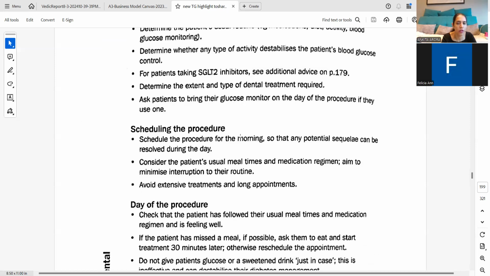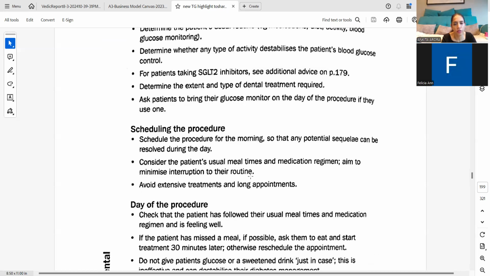Another important point. If a patient comes to you late in the evening, you would have to do the procedure the next day, so recall the patient. Consider the patient's usual meal times and medication regimen and aim to minimize interruption to the routine.